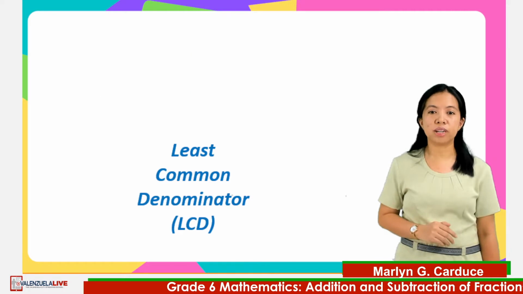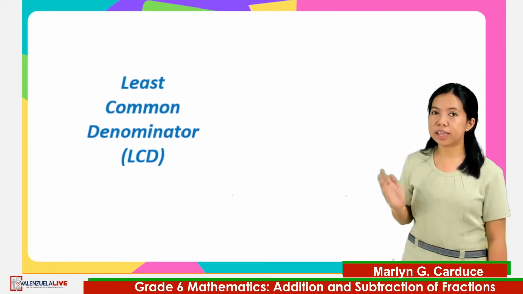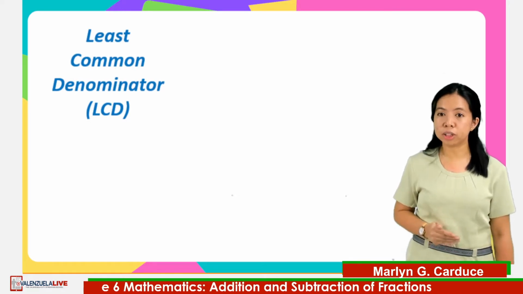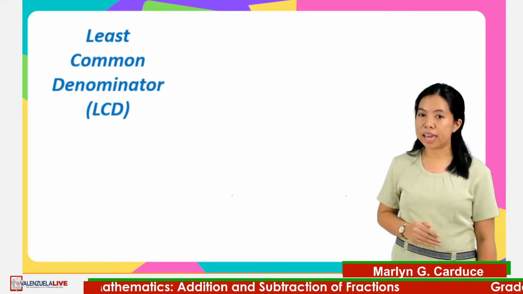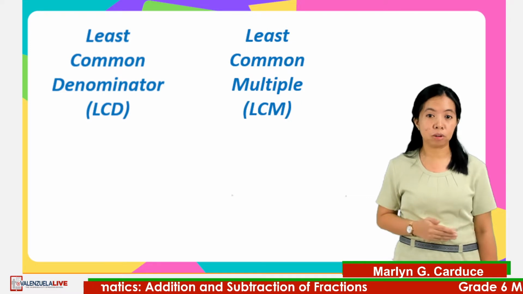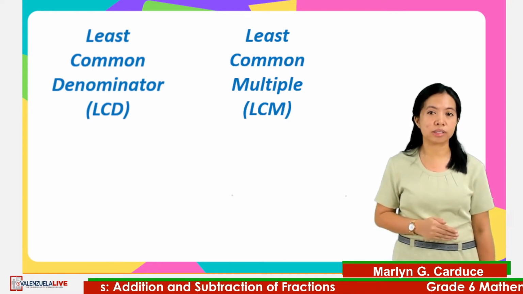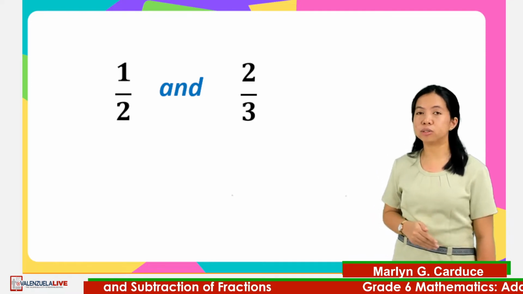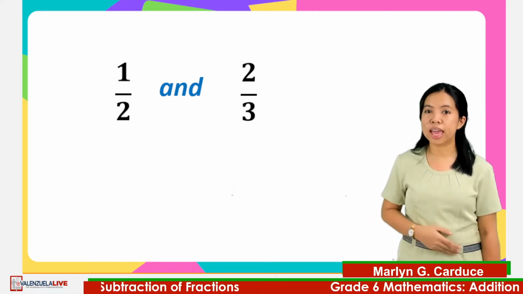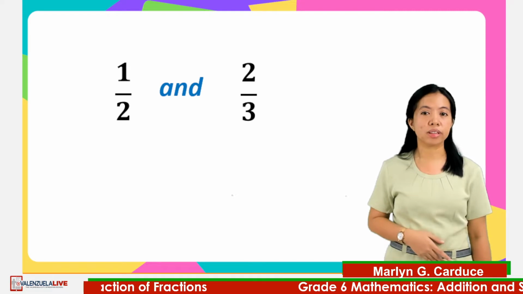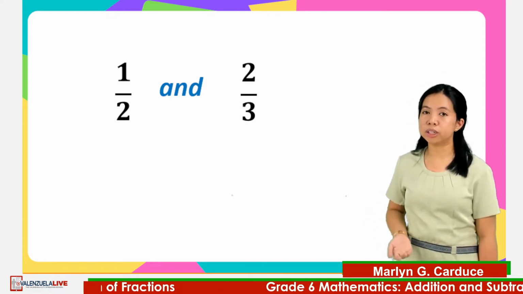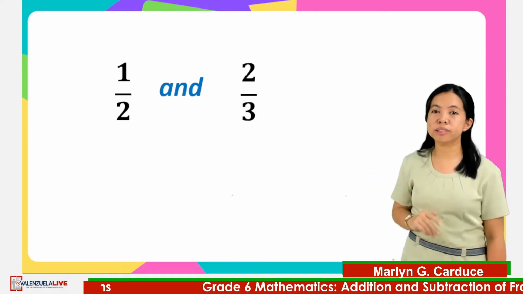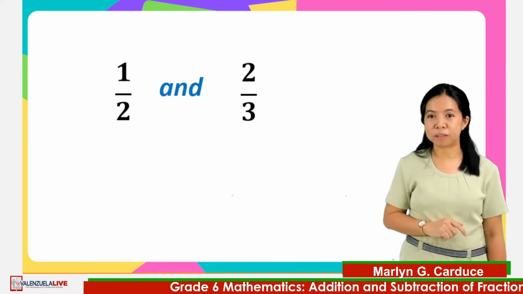So let us have a quick review about the LCD. LCD, or least common denominator, is simply the least common multiple of the denominators. For example, fractions such as 1/2 and 2/3 have different denominators. So to get the least common multiple of the denominators, 2 and 3, we will use the listing method.